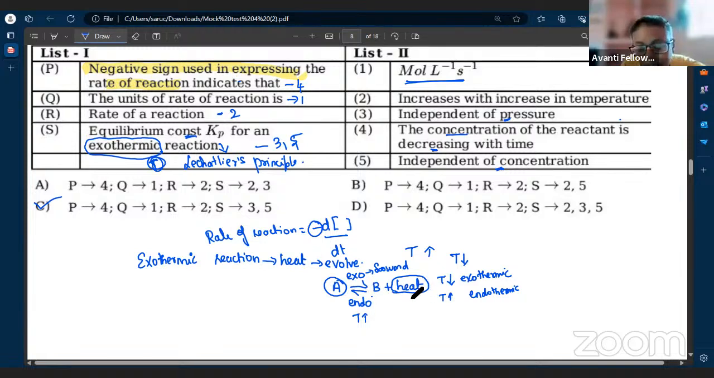And when the temperature is increased, B will absorb, take up heat, and give back A. So which is favored? The backward reaction is favored. It will take up the heat. So this is in the case of temperature. Here it does not depend on the pressure, so that is why options 3 and 5 are the answer.